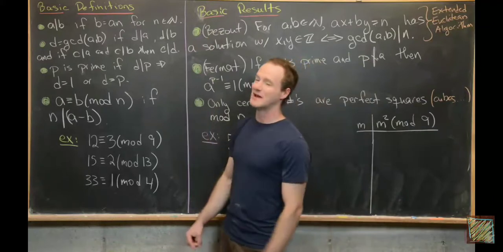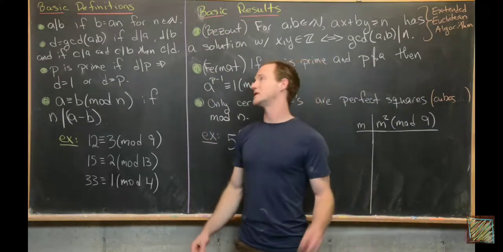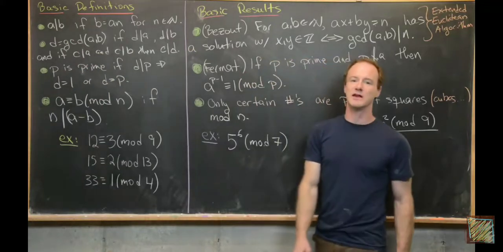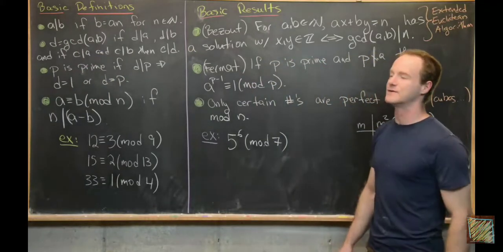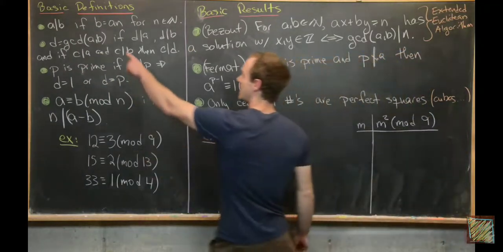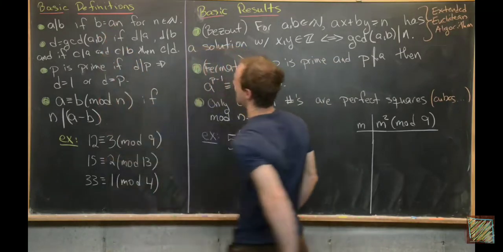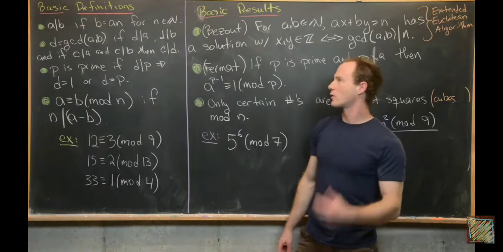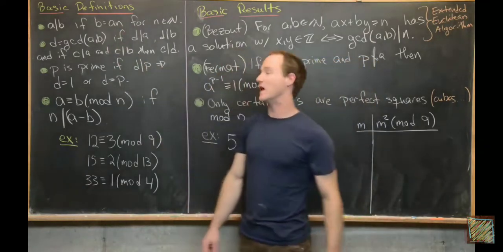So as far as basic definitions, the first one is divisibility. We say that A divides B, or sometimes B is divisible by A, if B equals A times N for some natural number N. So in other words, B is a multiple of A.